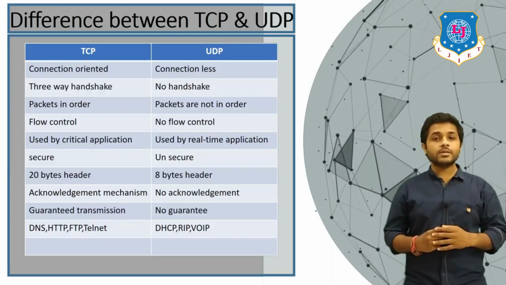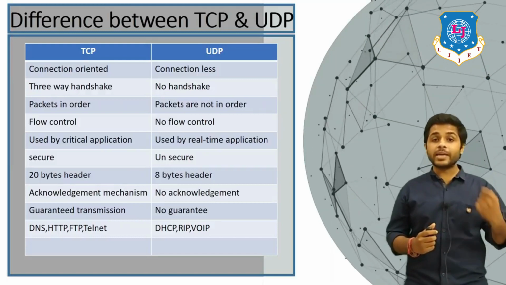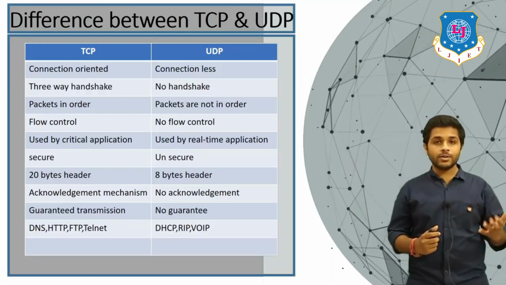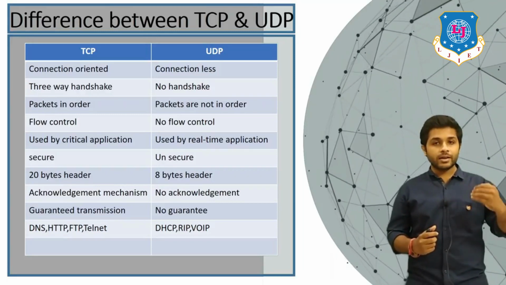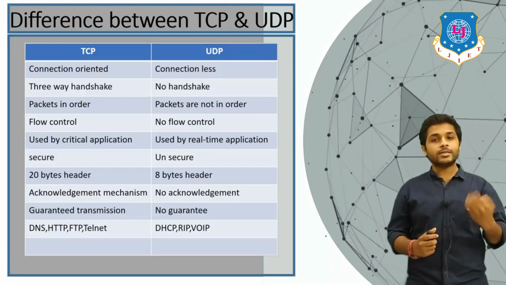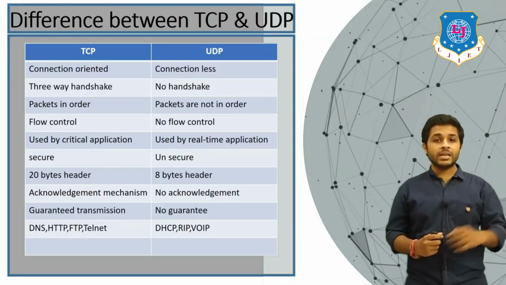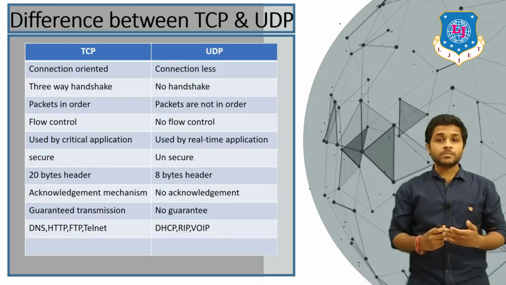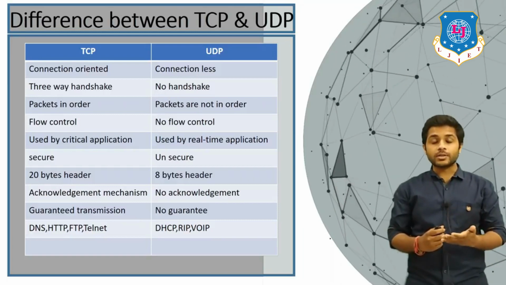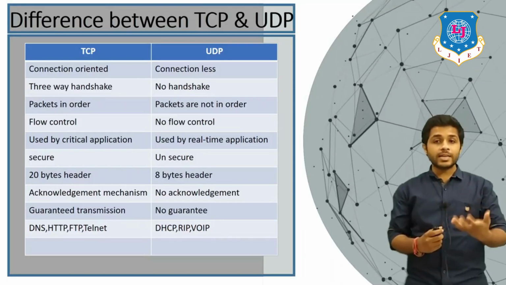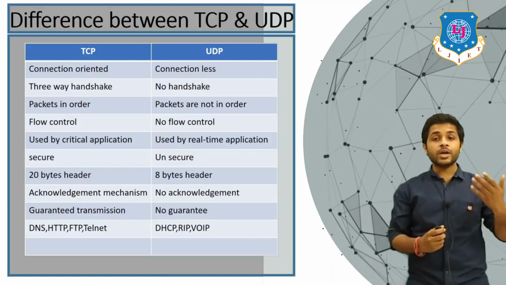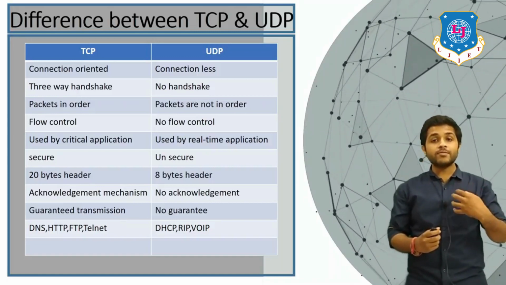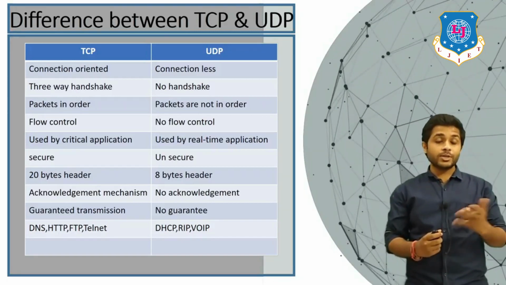The next difference is that in TCP there is a mechanism for flow control. In UDP there is no flow control. What is flow control? The sender should send data at a particular rate so that the receiver can receive it very easily. TCP is used by critical applications that require security. UDP is used by real-time applications, because the size of UDP is very small and there is no establishment or termination phase in UDP, so all the packets will be delivered fast as compared to TCP.